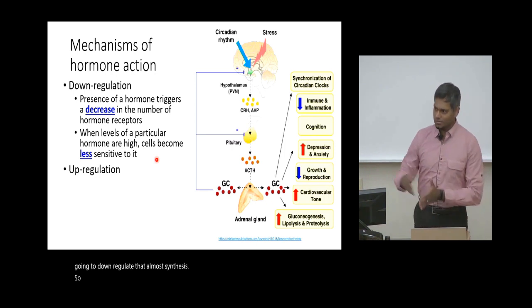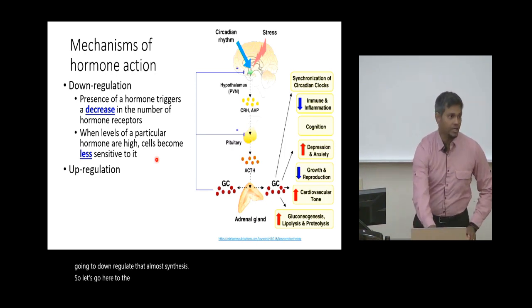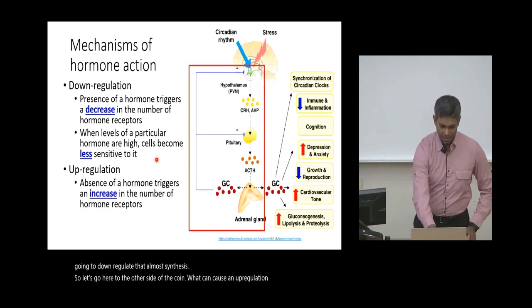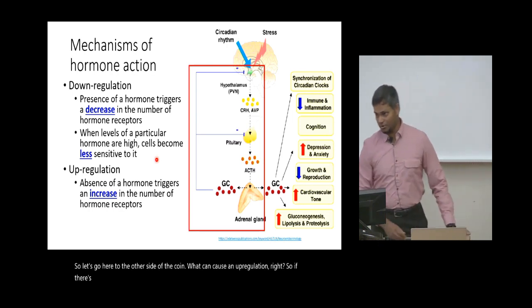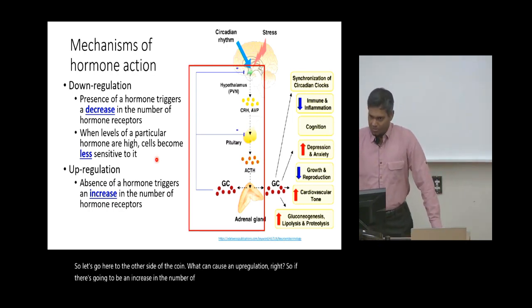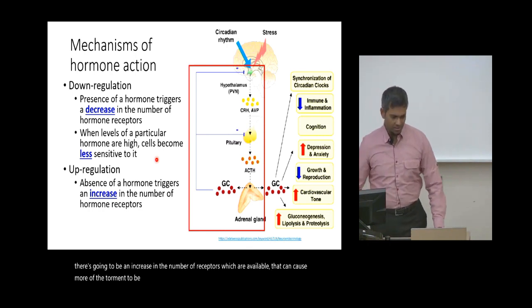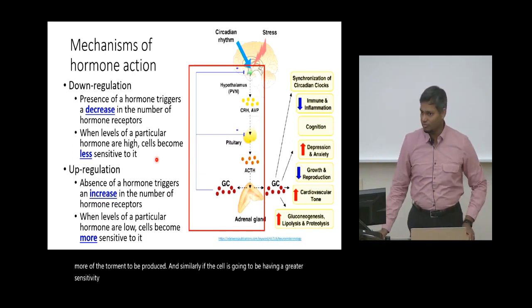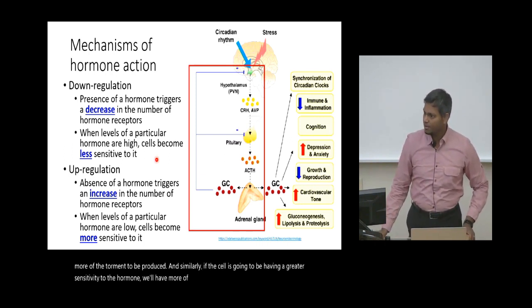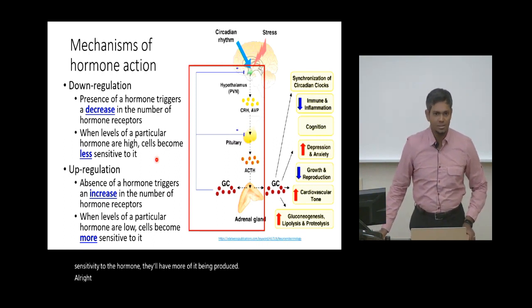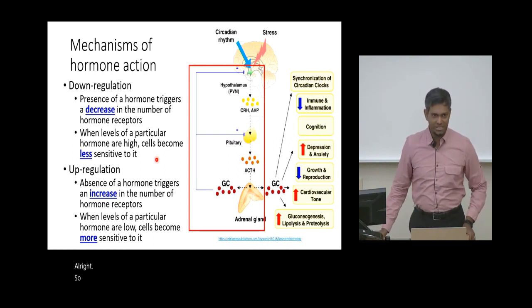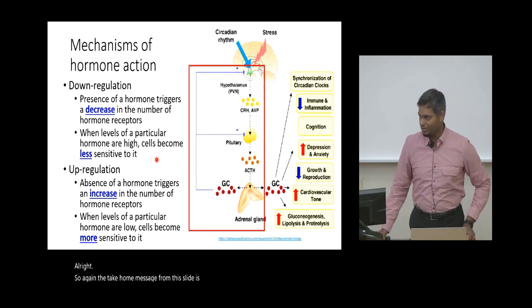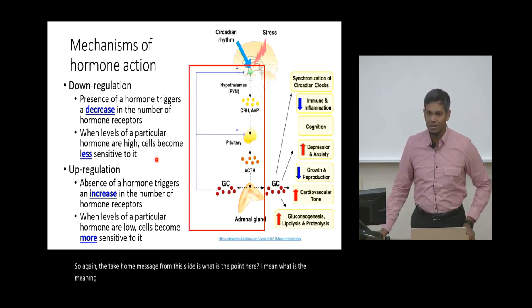So let's go to the other side of the coin. What can cause an upregulation? If there's going to be an increase in the number of receptors which are available, that can cause more of that hormone to be produced. And similarly, if the cell is going to have a greater sensitivity to the hormone, you have more of it being produced. Alright? So again, the take-home message from this slide is, what does the pointy arrow mean? What does the minus arrow mean?